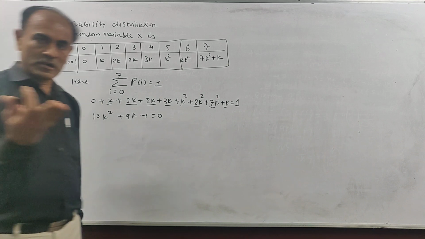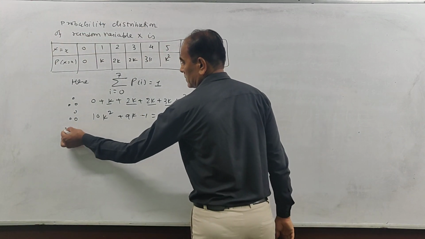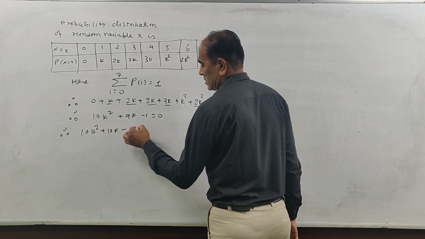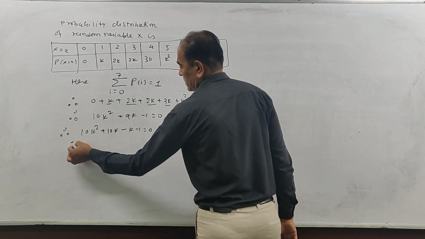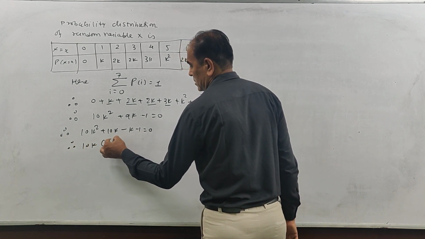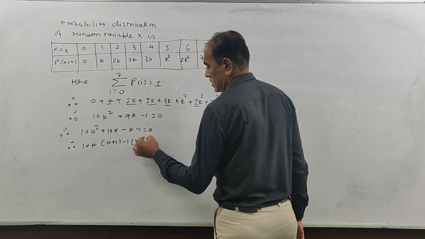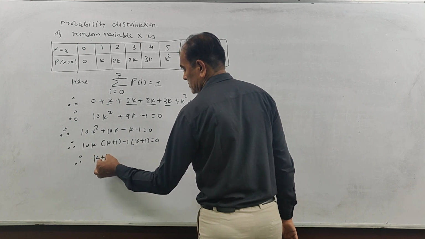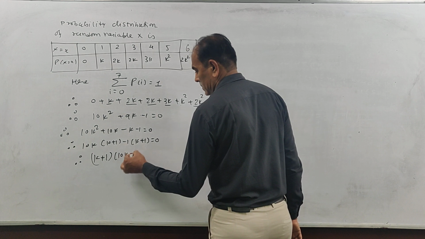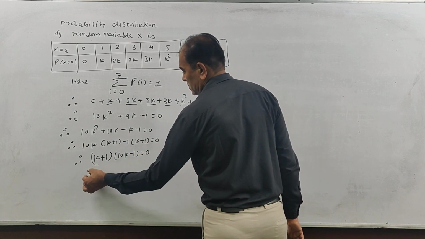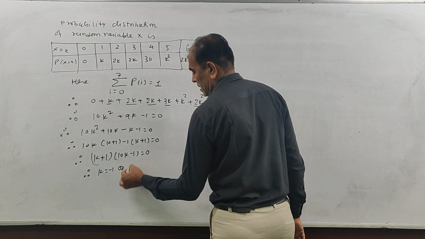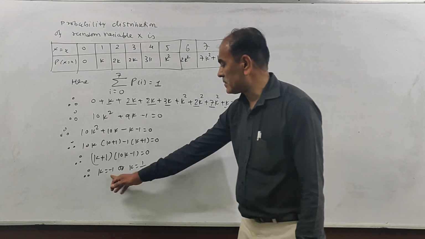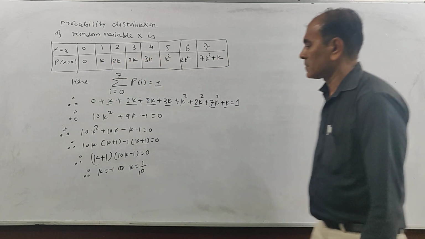Now the quadratic form is simplified: 10K square plus 10K minus K minus 1 equal to 0. 10K common, K plus 1, minus 1 common, K plus 1 is equal to 0. So K plus 1 times 10K minus 1 is equal to 0. And so we get K is equal to minus 1 or K is equal to 1 by 10. Two possibilities are there. Check any one of them.